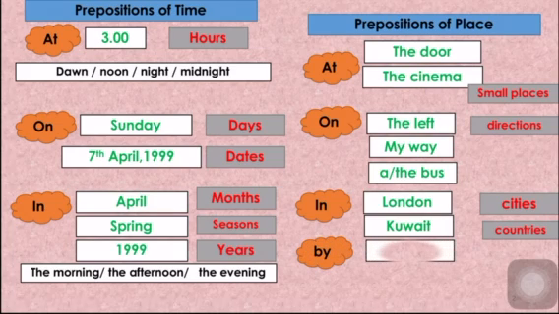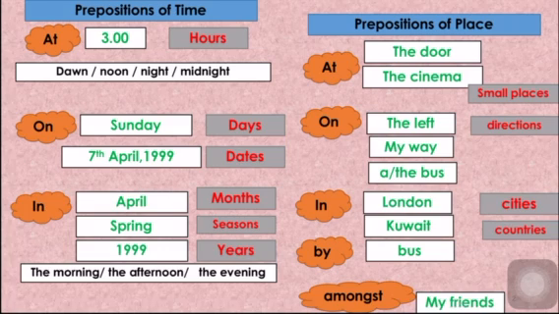By bus. So by is used before means of transportation. Notice the difference between by bus and on the bus or on a bus. There is a difference here. We use articles before the means of transportation if I want to use on. Amongst. Amongst has the same meaning as between, but between is for two, while amongst is for more than two. You can say, I sit amongst my friends.